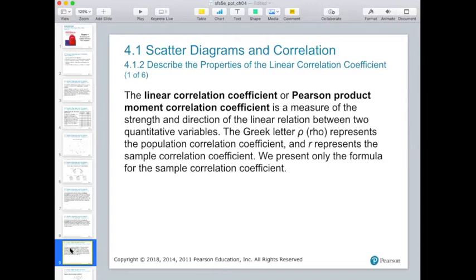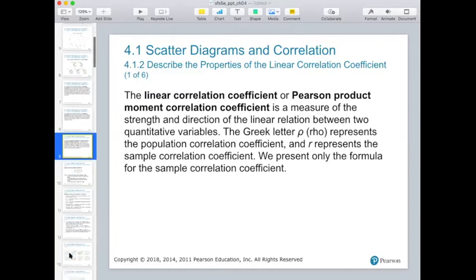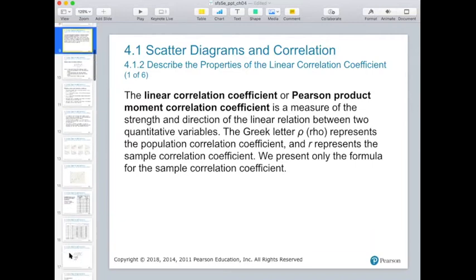And I know that this says that we use the Greek letter rho, but typically we just use an R because usually we're dealing with the sample correlation coefficient. That's the most common. And that's the one we're going to see in our calculator. So when we're talking about linear correlation coefficient, we're talking about that R value. And it's going to tell us how linear it is and what direction it's going in.